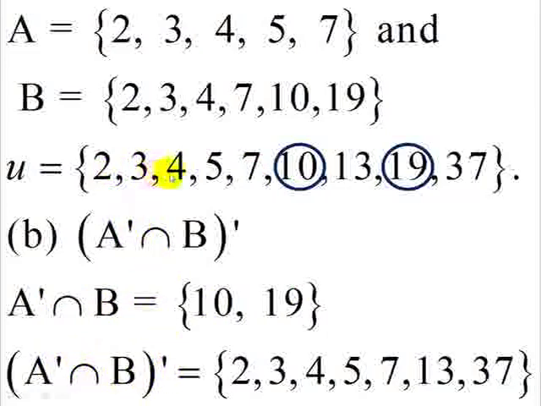So we have 2, 3, 4, 5, 7, 13, and 37. And that is how A complement intersection B complement is equal to 2, 3, 4, 5, 7, 13, and 37. That is the elements that belong to the universal set U but do not belong to A complement intersection B, that is 10, 19. And the elements are 2, 3, 4, 5, 7, 13, and 37.